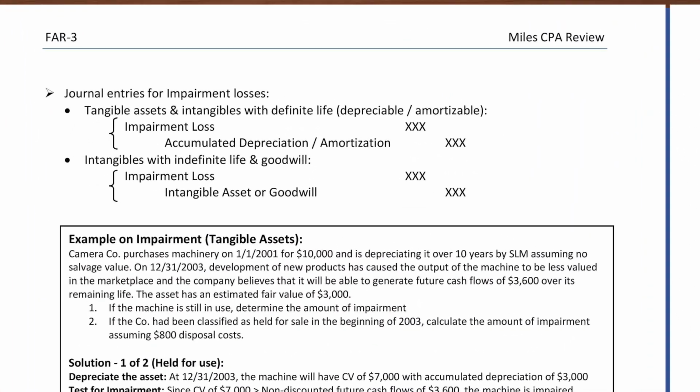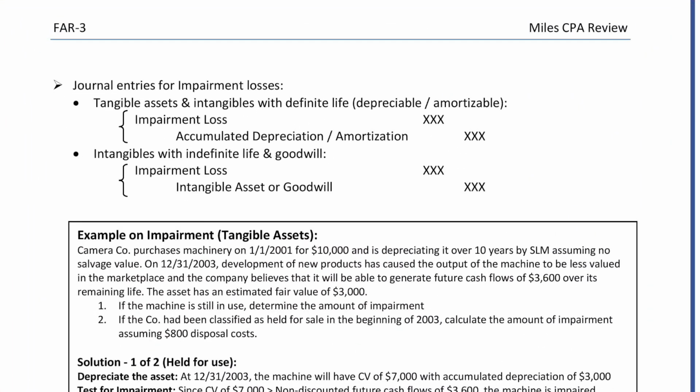On page 24, we're looking at the journal entries for recognizing impairment losses for highlight tangible assets as well as intangible assets with definite life. Basically, we're looking at depreciable tangible assets or amortizable intangible assets. And the journal entry here is the debit is highlight impairment loss and the credit is to highlight the accumulated depreciation or amortization. So guys, as I say, impairment oftentimes is like an erratic form of depreciation or amortization. Something goes wrong and impairment kicks in.